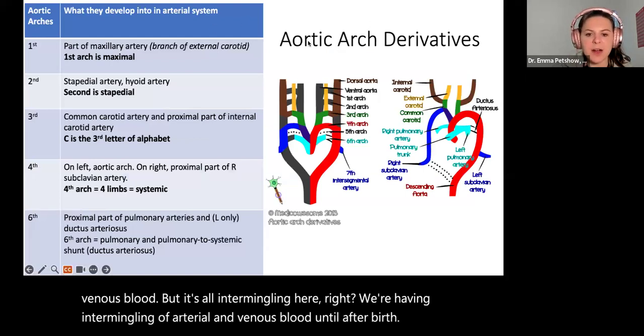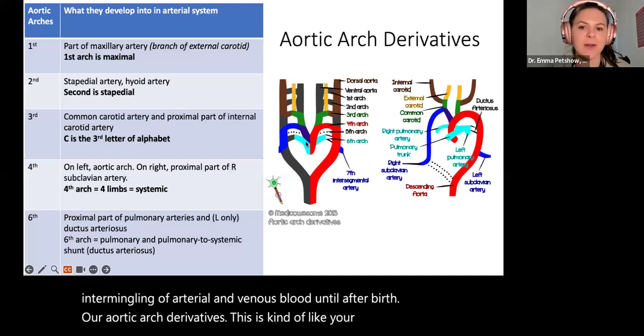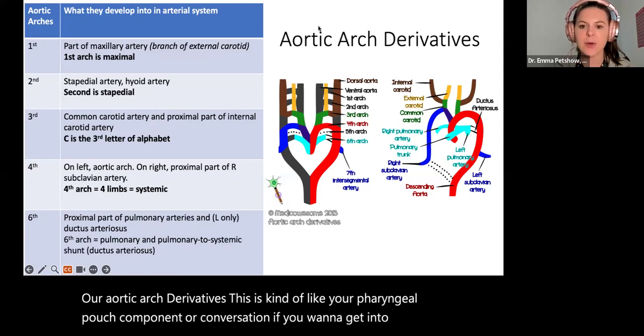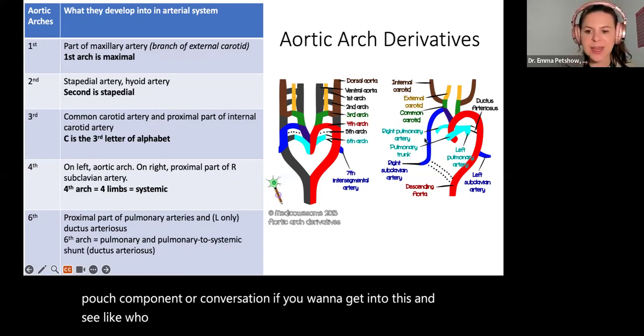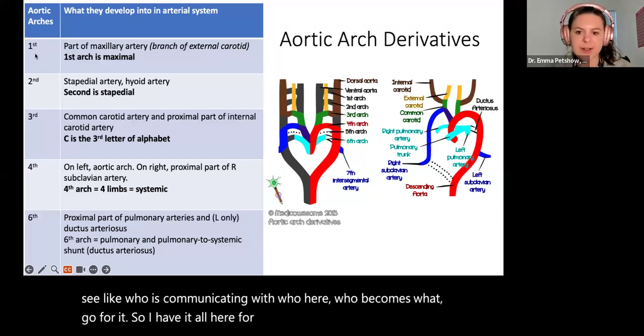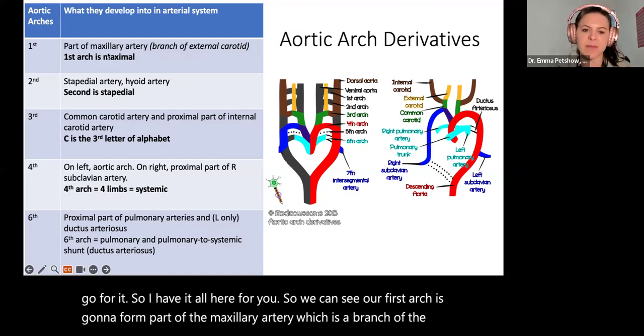Our aortic arch derivatives, this is kind of like your pharyngeal pouch component or conversation. If you want to get into this and see who is communicating with who here, who becomes what, go for it. I have it all here for you. So you can see our first arch is going to form part of the maxillary artery, which is a branch of the external carotid. So first arch is maximal.